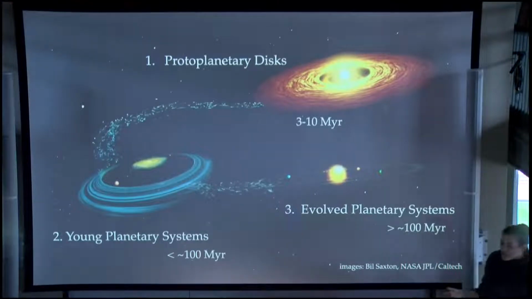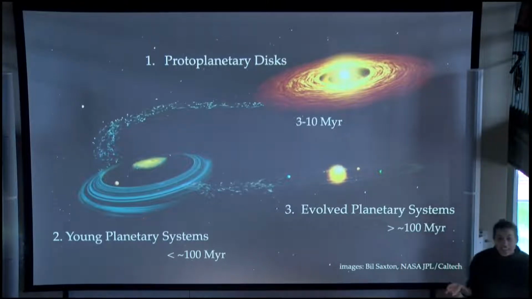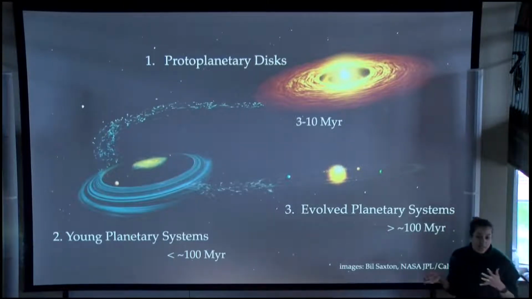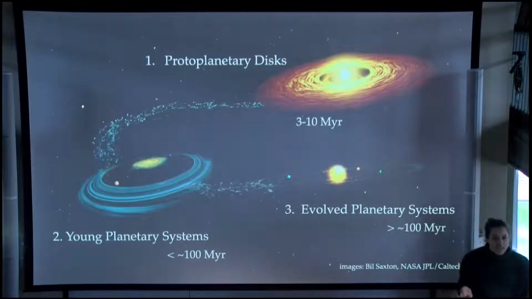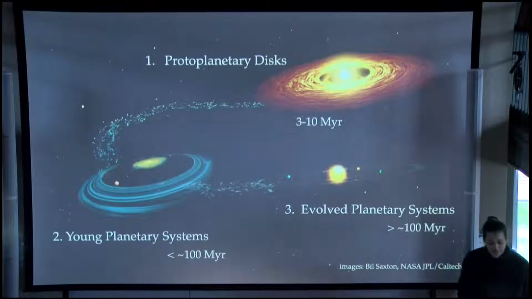Then once the bulk of the protoplanetary disk dissipates, a young planetary system remains, and if there are gas giants present, they'll be initially relatively hot. And then as time evolves, the planetary system will evolve, the gas giants, if they're present, will cool, and the planetary atmospheres will evolve. Okay, so this is the general picture.